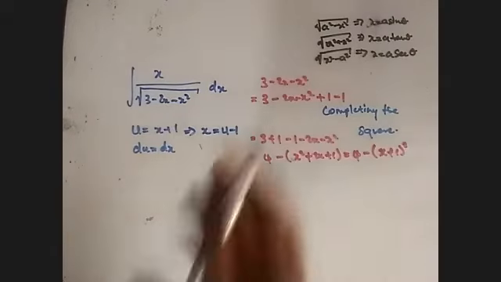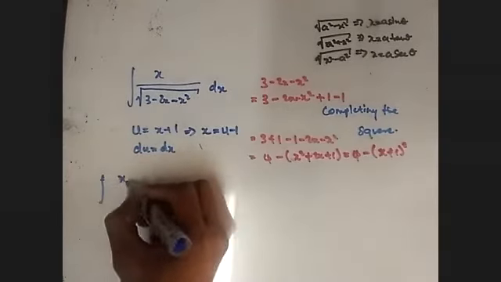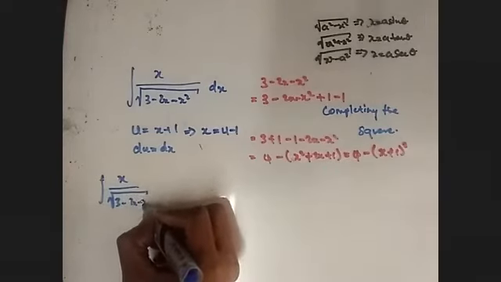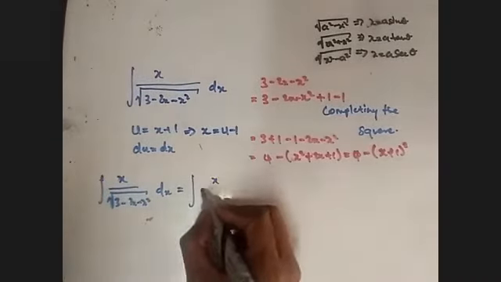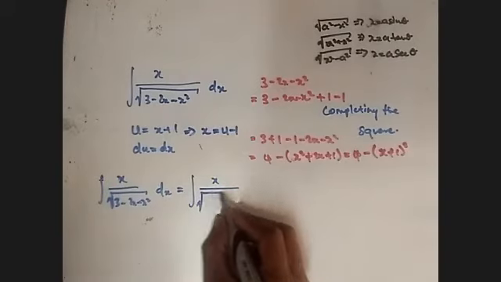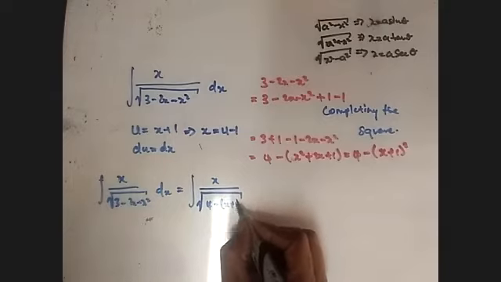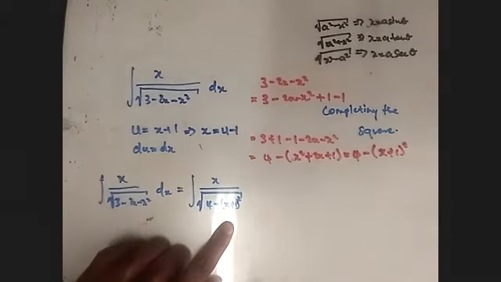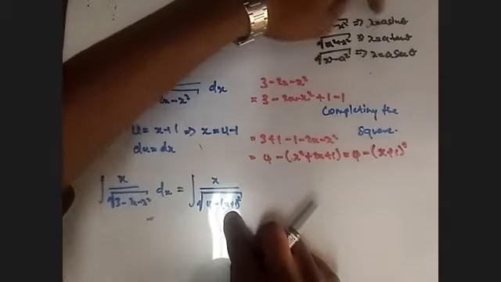Now we have a new definition of this. The integral of x over the square root of 3 minus 2x minus x squared dx is now defined as x over the square root of 4 minus (x plus 1) squared. So this is what I get now. This satisfies which condition here? It satisfies the sine condition, which is the first condition.